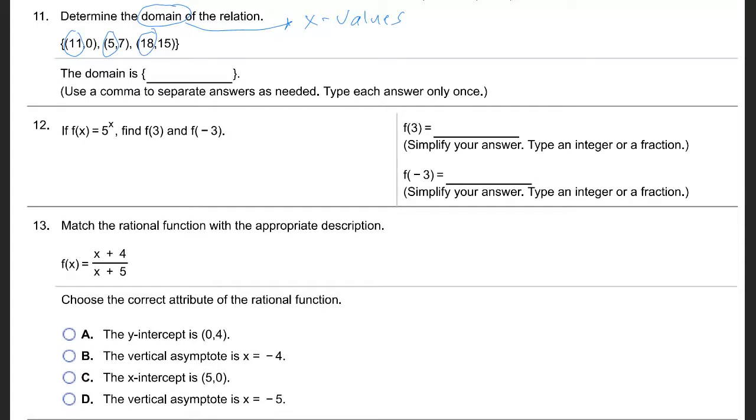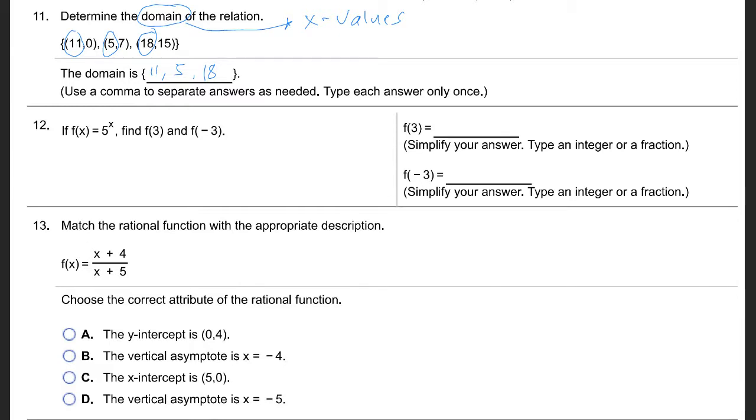So the answer would be 11, 5, and 18. You can also arrange that in order, but 11, 5, and 18 would be the correct answer here. So that's the domain. If you're going to be asked for the range, your answer would be 0, 7, 15 for those ordered pairs.